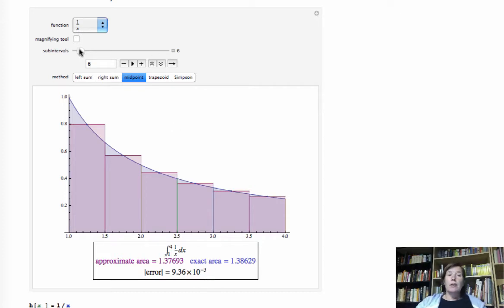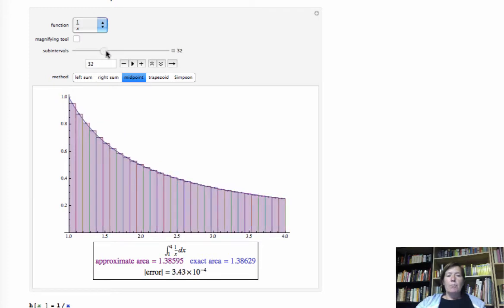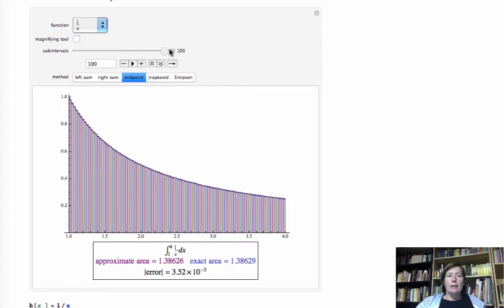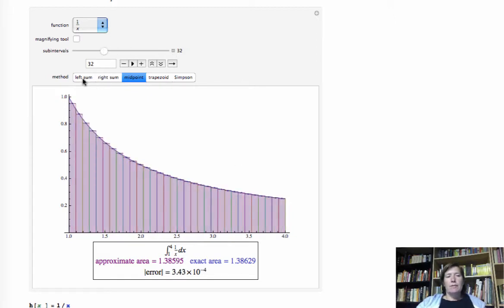Now, of course, if we increase the number of rectangles here, we get a better approximation. And as I increase the number of rectangles, you can see that the approximate area is moving closer and closer to the exact area. And when I get to 100 approximating rectangles, there's very little difference between the approximation and the actual area. And this is also true for left endpoint approximations and right endpoint approximations.